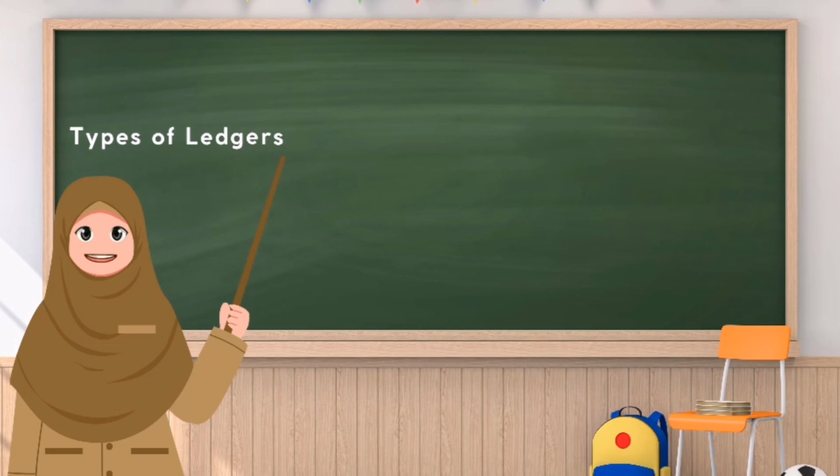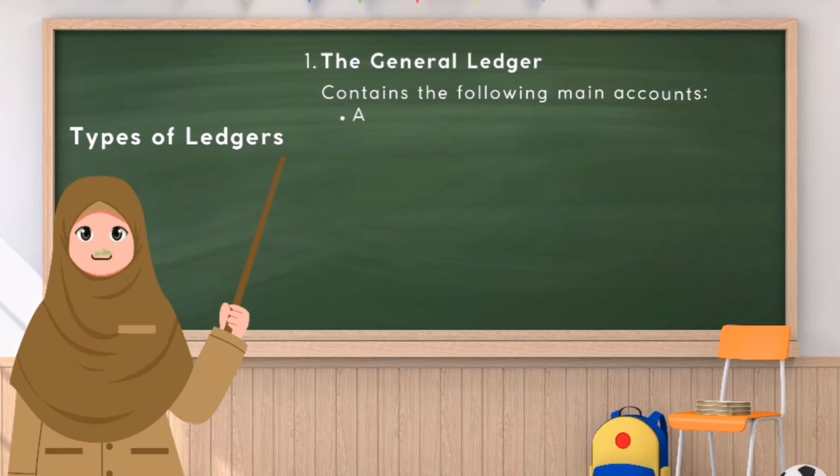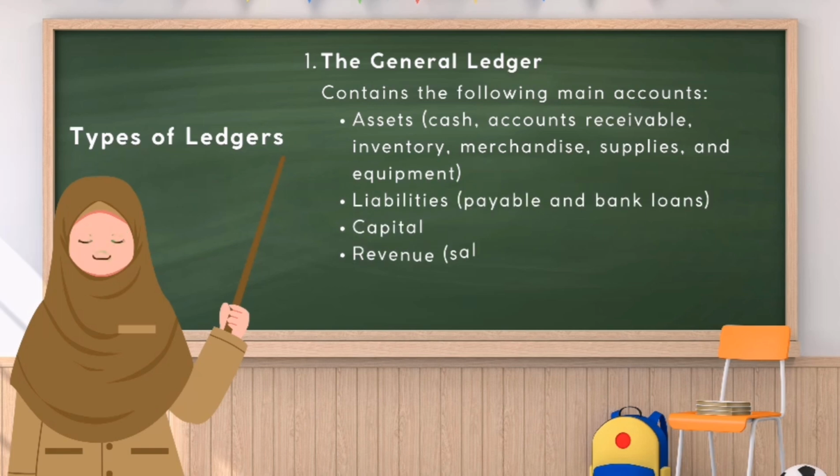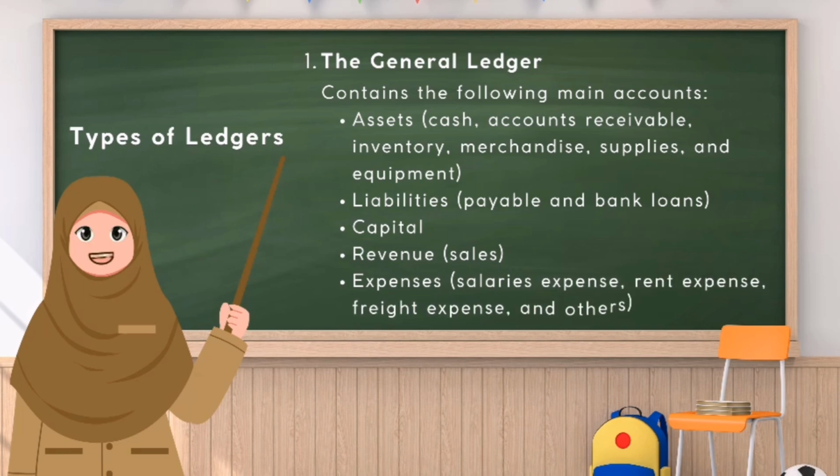Types of ledger. For the types of ledgers in trading companies, there are two main groups. First, the general ledger contains the following main accounts: assets, consisting of several accounts: cash, accounts receivable, inventory, merchandise, supplies, and equipment. Liabilities, consisting of accounts payable and bank loans. Capital, revenue, including sales. Expenses, consisting of several accounts: salaries expense, rent expense, freight expense, and others.